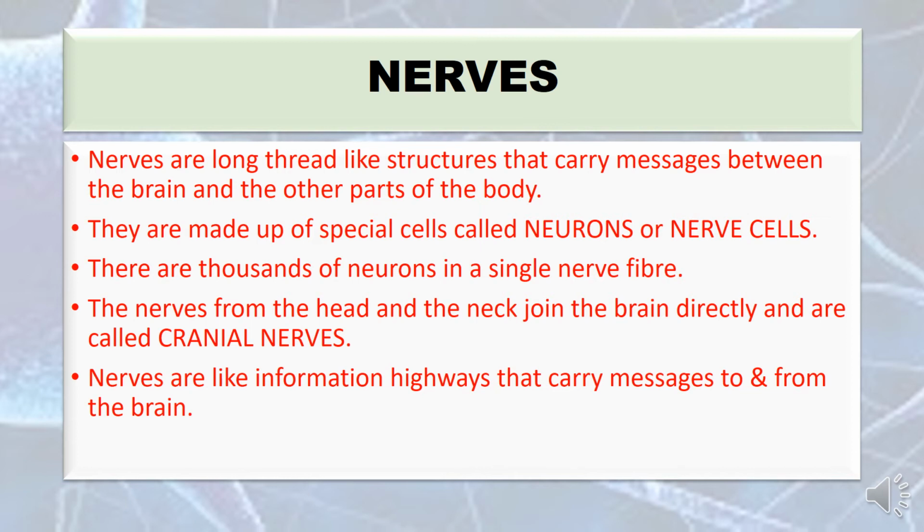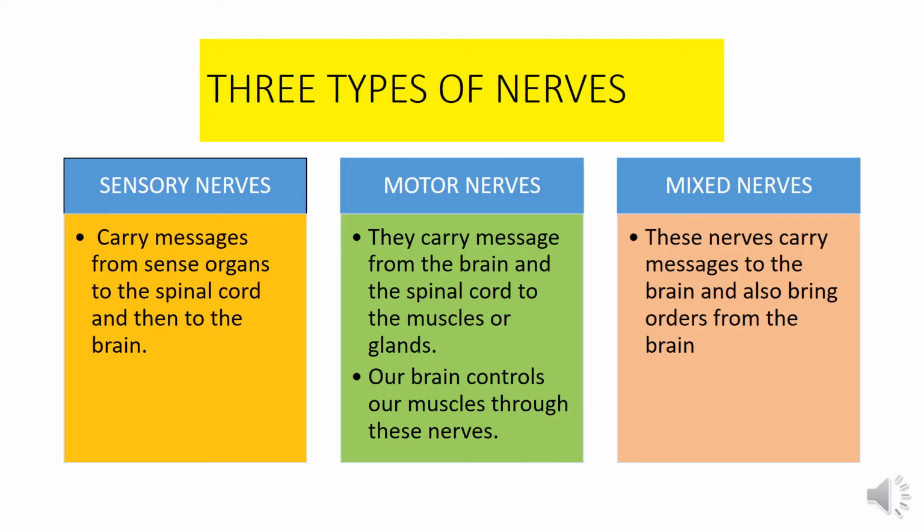And what is that place? From the brain to the other body parts, and what the other body parts want to say, they also carry the same message to the brain. Now, three types of nerves are there: sensory nerves, motor nerves and mixed nerves.